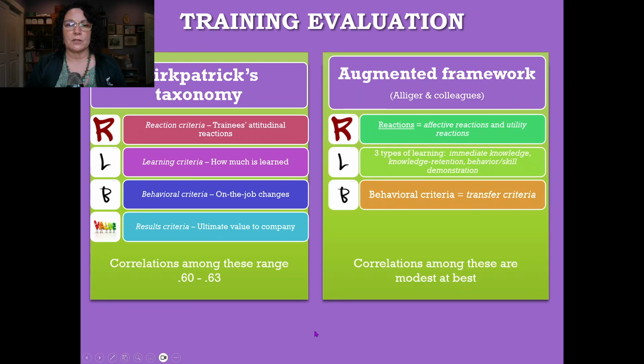The correlations among these three, and then you'll leave out the ultimate value to the company. I guess it's not worthwhile for Allinger and colleagues to worry about the bottom line, right? The way that they defined it and the way that they measure, those things do not correlate with each other as well as the things that are on Kirkpatrick's taxonomy. Now, Allinger and colleagues say, well, you know what? That's good because that means we're tapping into separate things. These are what we would call independent characteristics on the augmented framework. Whereas on the Kirkpatrick's taxonomy, there's a lot of overlap between these different kinds of criteria that they listed.